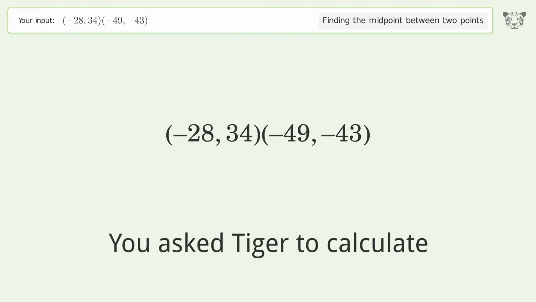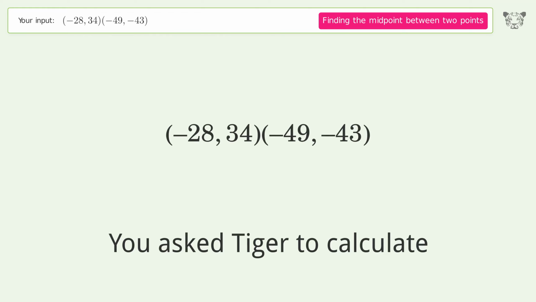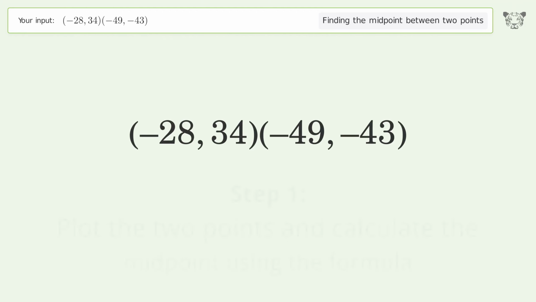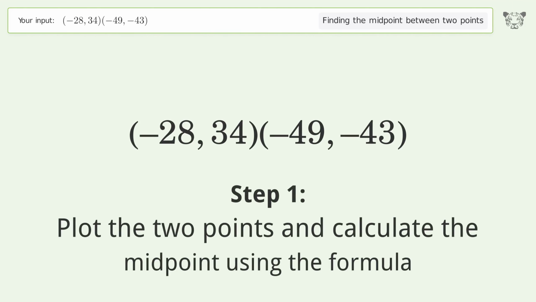You ask Tiger to calculate. This deals with finding the midpoint between 2 points. The midpoint between the 2 points is -38.5, -4.5. Let's solve it step by step. Plot the 2 points and calculate the midpoint using the formula.